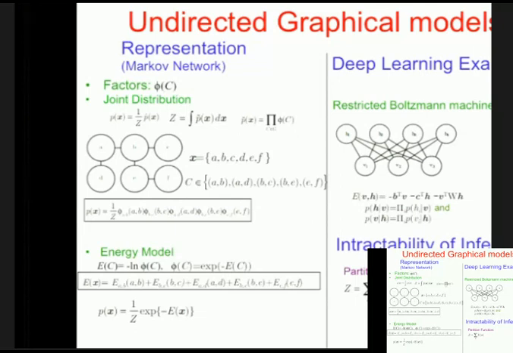And that P hat of X is just a product of these factors here. And we say the joint probability distribution now is written as 1 over Z, and here is the product of all the factors. So this looks a little bit different from the Bayesian network, which only involved these conditional probability distributions. Now we have all these factors we need to define between pairs of variables.